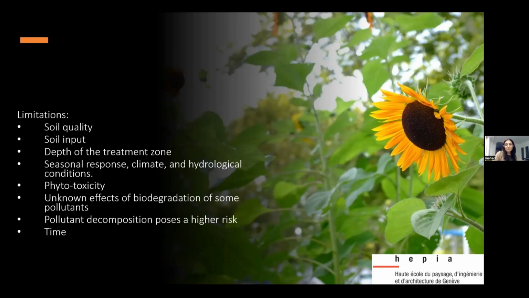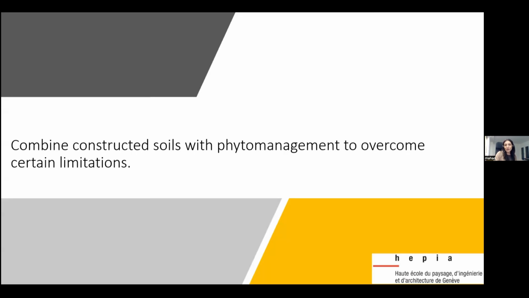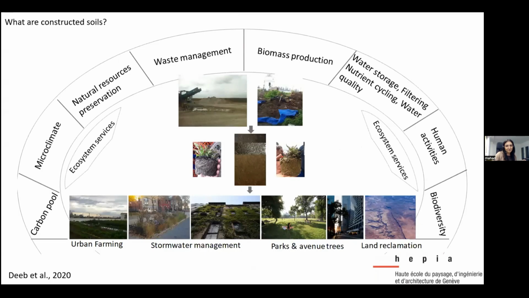And because of that, we'll talk about how we improve phytoremediation or bioremediation efforts. So from here, we suggest combining constructed soil with phytomanagement to overcome this limitation, or some of this limitation. So let me go through this.